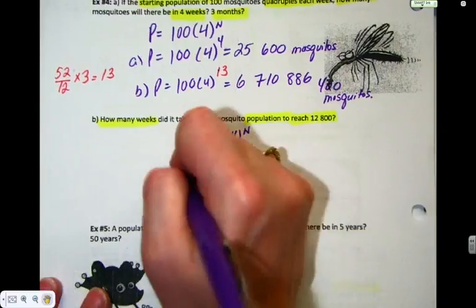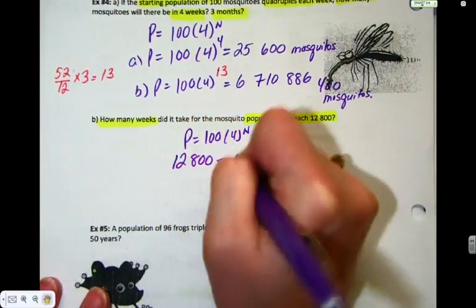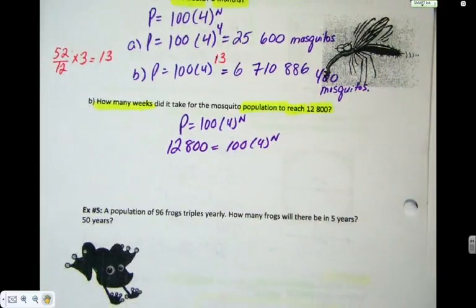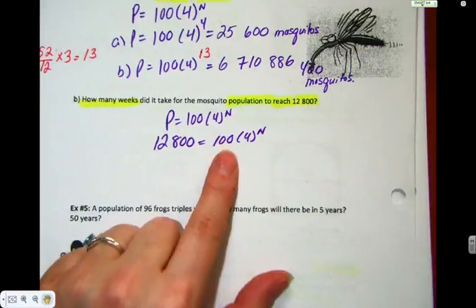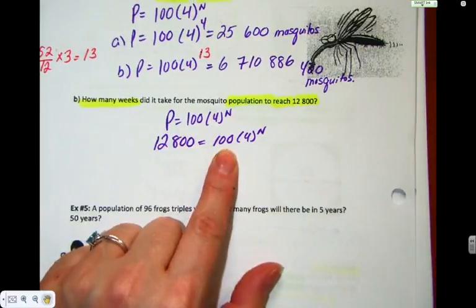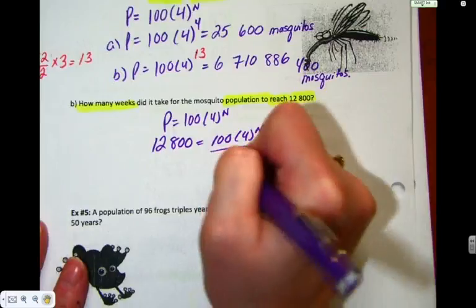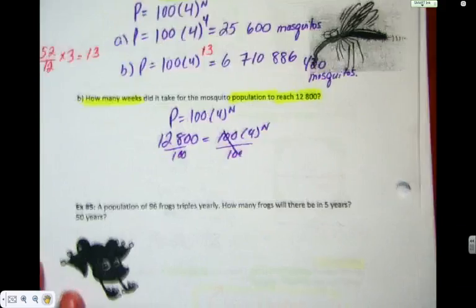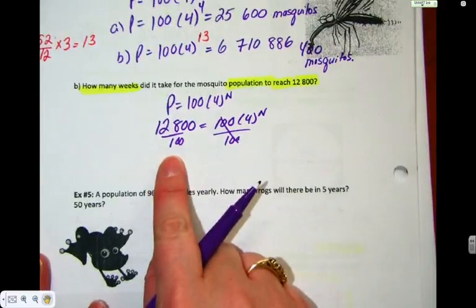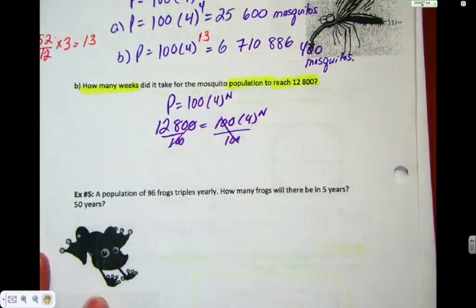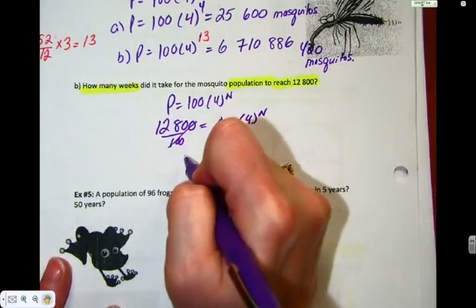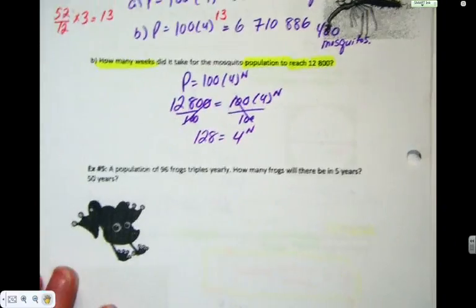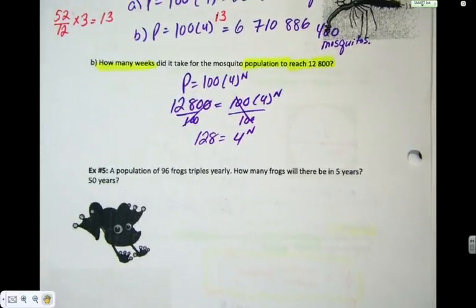So this time our value is going to go on the left. So now we're solving an equation. We're not just simply using our calculator. We've got to first get rid of this 100. What's the opposite of timesing something by 100? Dividing by 100. 12,800 divided by 100. Well, the zeros are going to go, so what's left? 128. Now what?